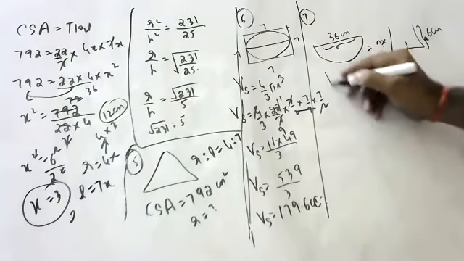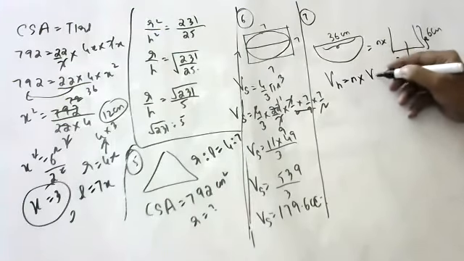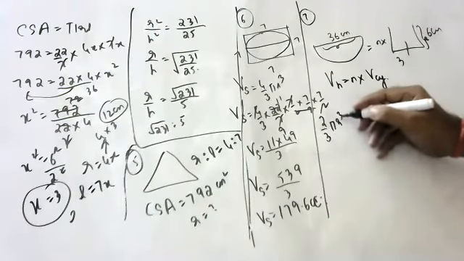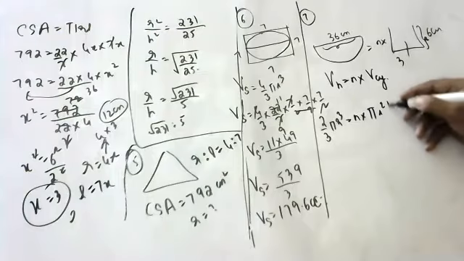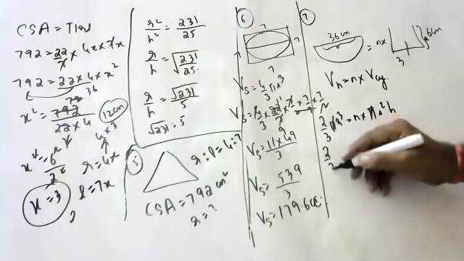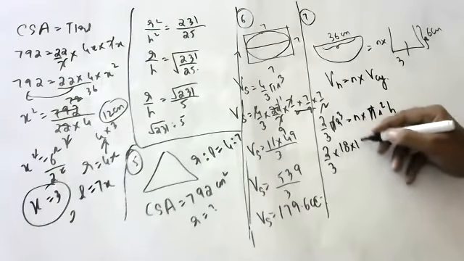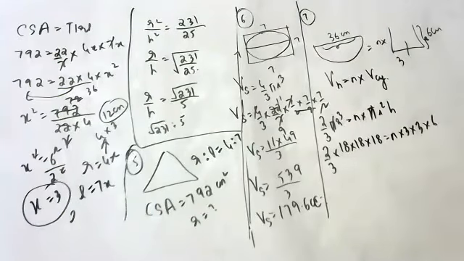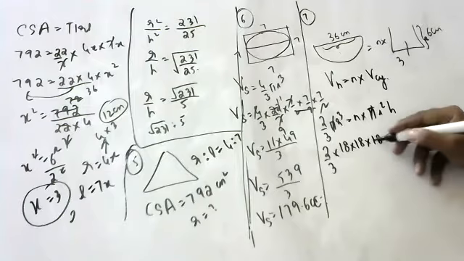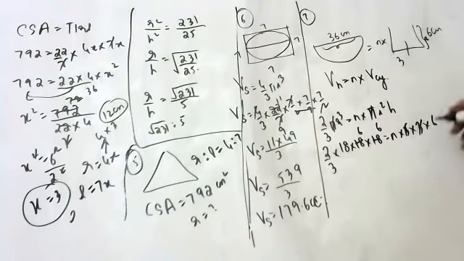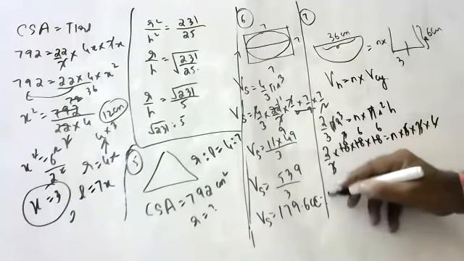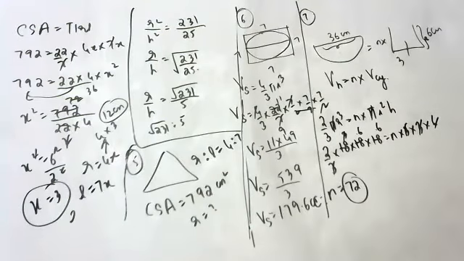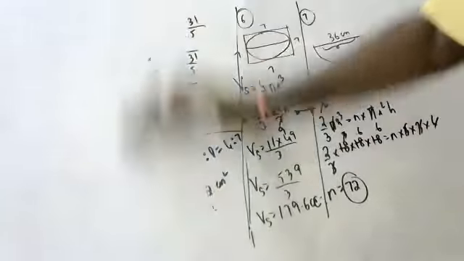Volume of hemisphere is equal to n into volume of cylinder. 2 by 3 pi r cube is equal to n into pi r square h. So 2 by 3 into 22 by 7 into 18 into 18 into 18 is equal to n into 22 by 7 into 3 into 3 into 6. So n is equal to 72. 72 bottles can be filled.